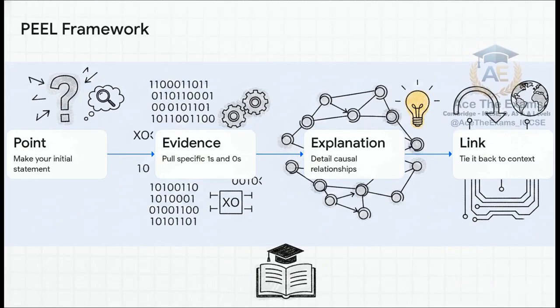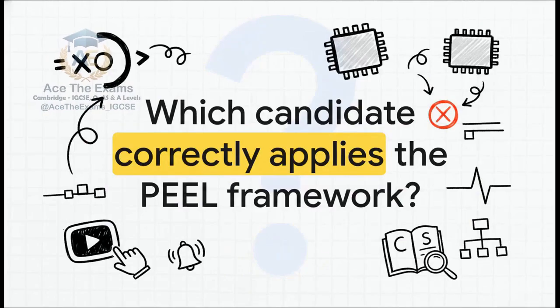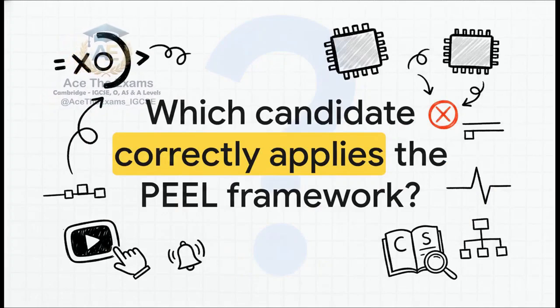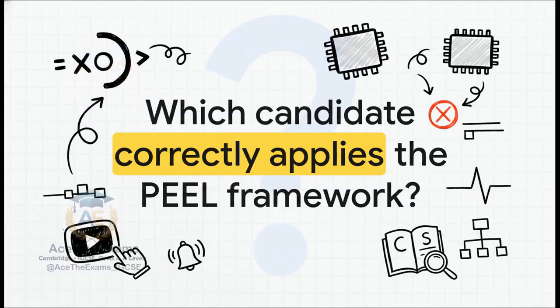This right here is the foundational structure that top-tier candidates use to ensure they never, ever write a vague or generic answer. Let's test this out. I want to challenge you right now. Imagine candidate A writes, the XOR gate outputs 1 because it's a logic gate. And then candidate B writes, the error flag is raised because the XOR gate outputs a 1 since the parity bit and calculated bit are different, meaning data corruption occurred in transmission.